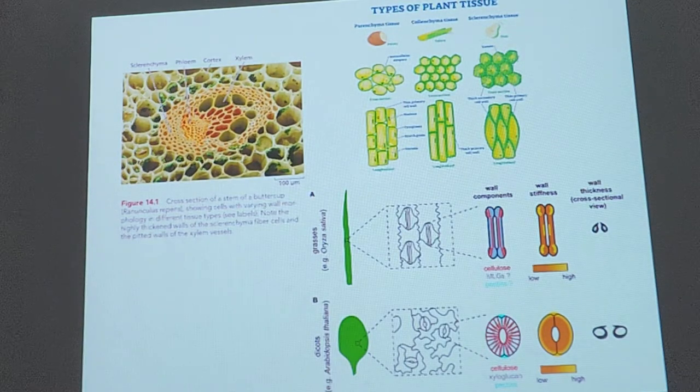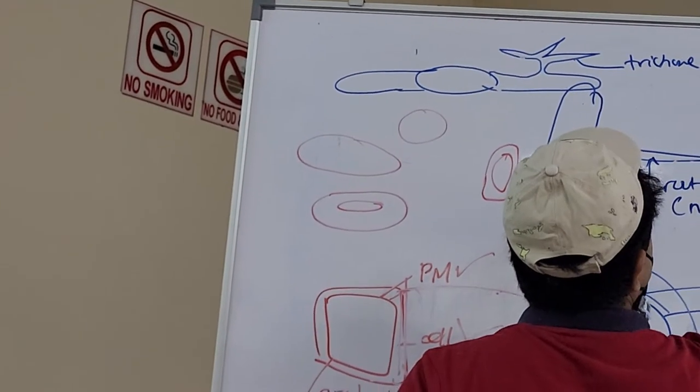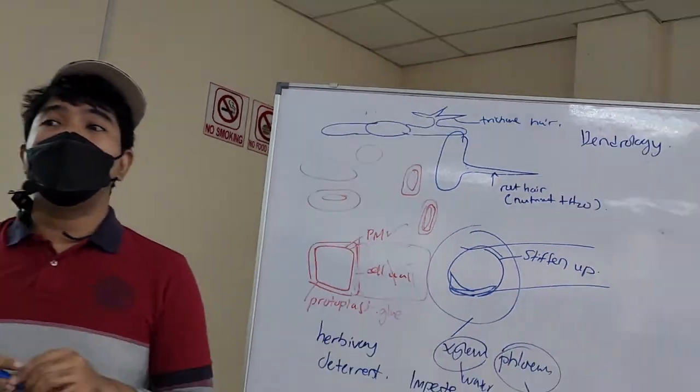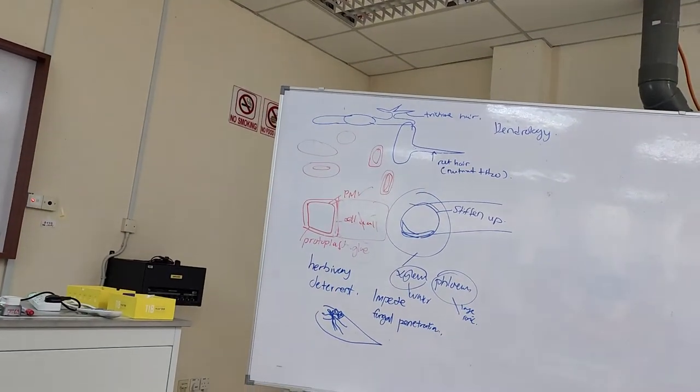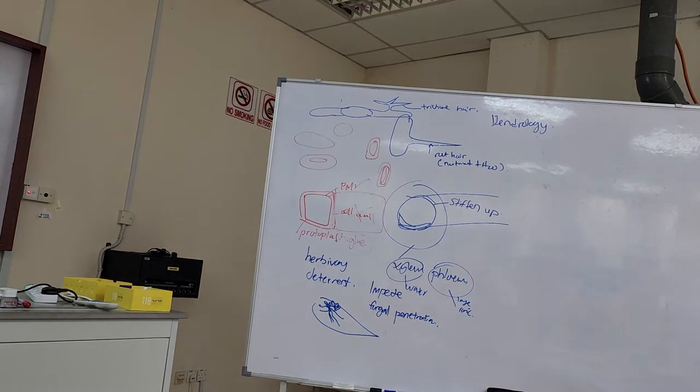We're not going to deal a lot with wood because this is not the faculty of forestry. For wood, there is a lesson we call dendrology. The faculty of forestry deals with this. For agriculture, we only deal up to this point. We don't really deal with wood because wood has its own anatomy and various things to worry about.